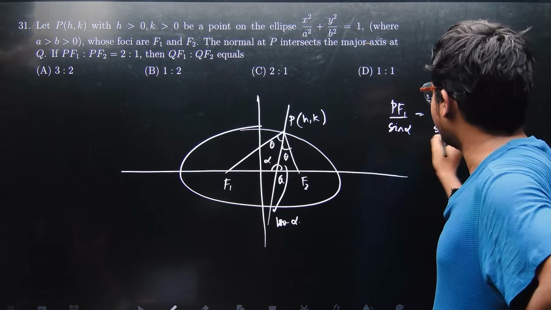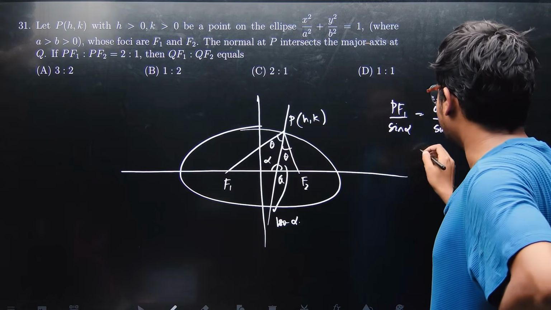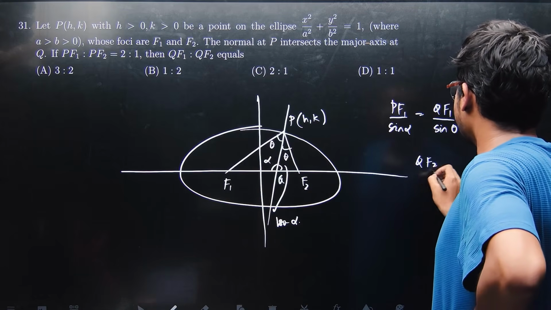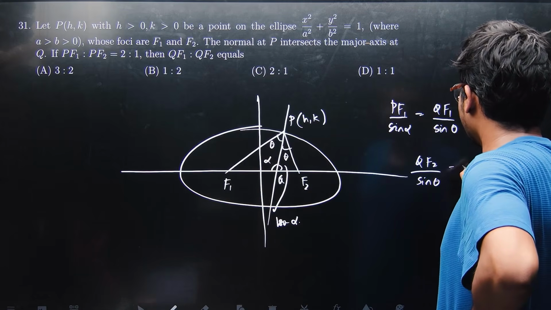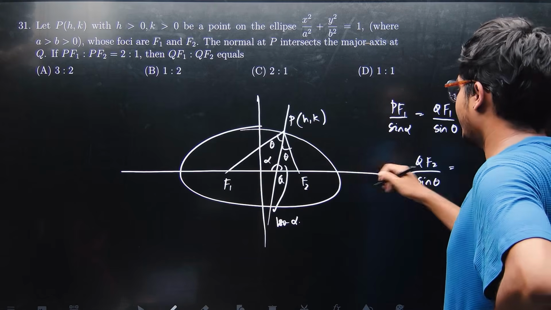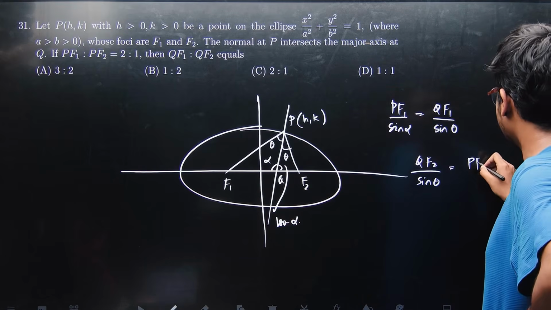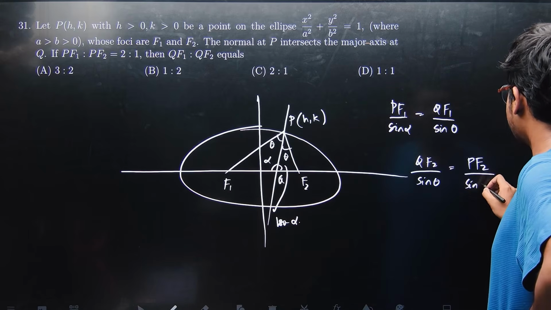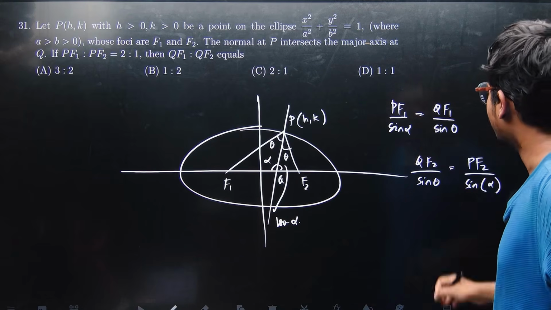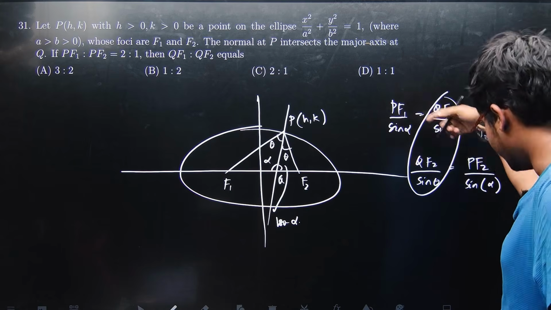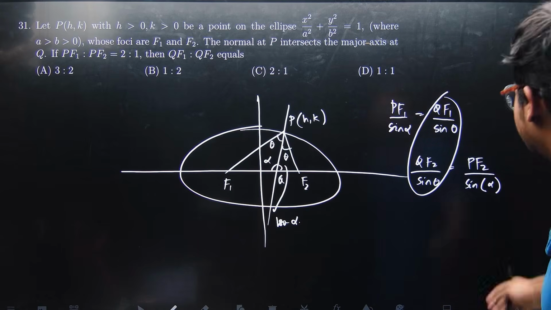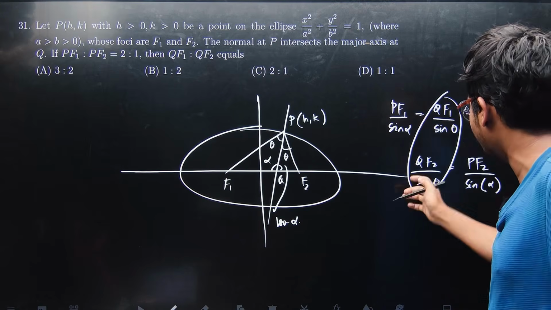Similarly, in this triangle, I'll get that Qf2 by sine theta should be equal to Pf2 by sine 180 minus alpha, which is just sine alpha, right? Which means if I divide the first equation by the second equation, I'll get Qf1 by Qf2 on the left hand side.